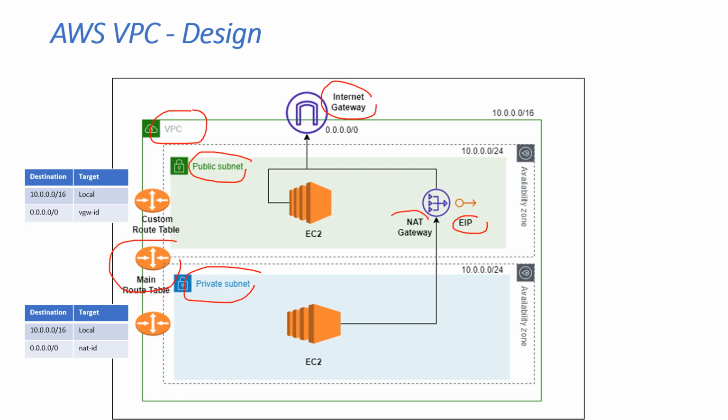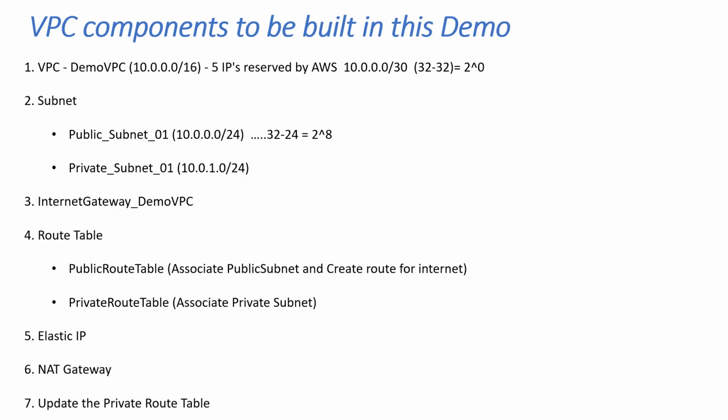Then finally we'll create the NAT gateway. How the NAT gateway helps us is, as I discussed, in a private subnet, if you have some resources, they cannot directly talk to the internet using the internet gateway. So in this scenario, the EC2 instance can route its traffic to the NAT gateway, and then the NAT gateway can route traffic to the internet via the internet gateway. Okay, so let me go to the next slide and show you the resources that we are going to create.